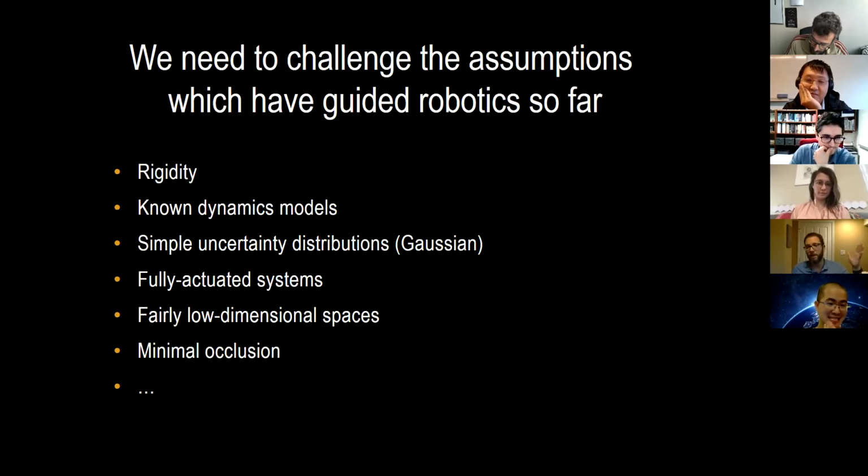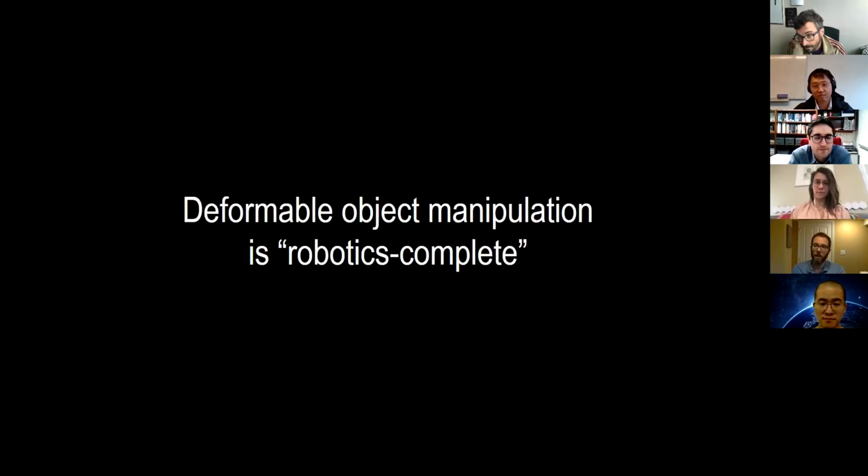So also we're used to dealing with fully actuated systems, low dimensional spaces, minimal occlusion. This occlusion thing, we've been working on it in several contexts in my lab. This is such a huge deal, right? Just assuming that I'm going to be able to have vision estimates that can recognize and localize an object when it's heavily occluded is a really big and often unjustified assumption. So that's kind of what I see as the barriers to enable deformable object manipulation.